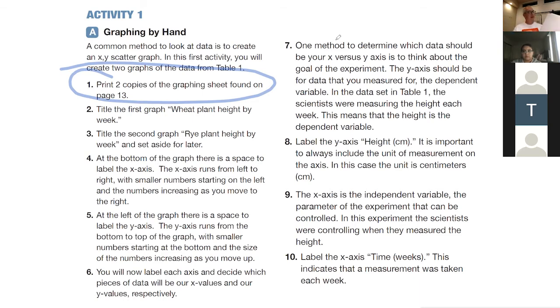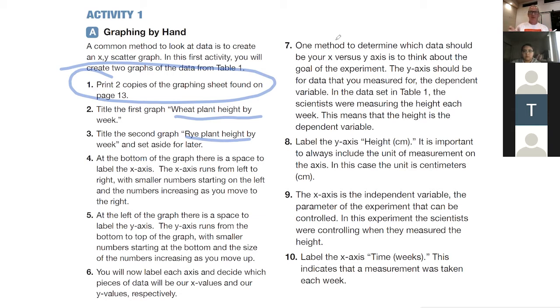If you don't have that, you can just draw the crosshatches on the page and plot it on there. Just do it neatly. It's really important to do it neatly. So the first graph will just be wheat plants, height by week. Second one, rye plants, height by week. And then we know the x-axis is going to be weeks. The y-axis is going to be height.